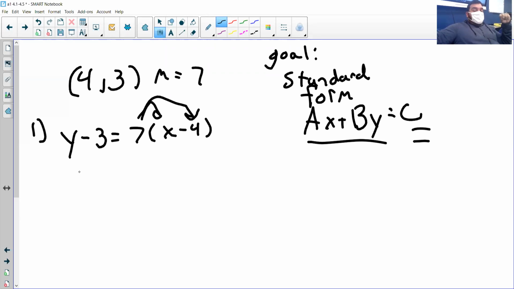I'm doing this all by myself, okay? So Y minus 3 equals 7X, 7 times -4 is -28. Now, I want to move the X over to the left, and I want to move all my constants on the right. If there's a question, go ahead.